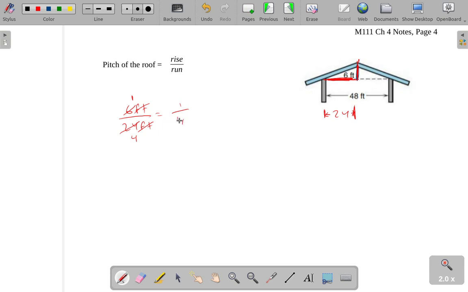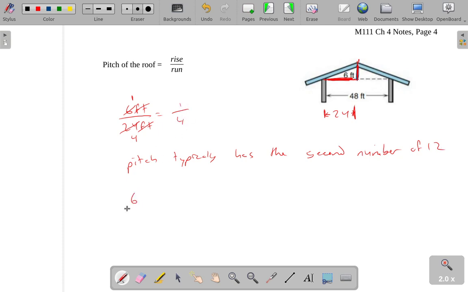Now, the only problem with doing this is usually pitch is typically written with the second number being 12. And you can see that here this pitch is 1 and 4.